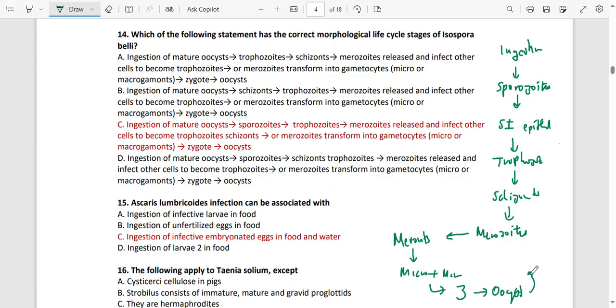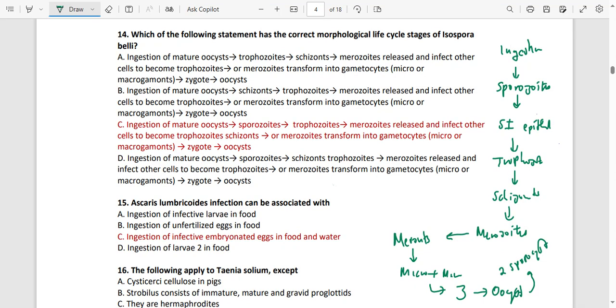This one will form two sporocysts. Please take note, each one of the sporocysts has got four sporozoids. Okay. So where are you going to find these guys?